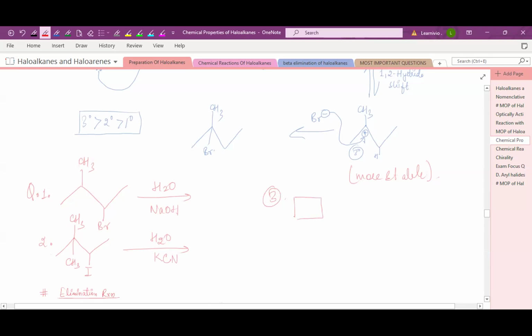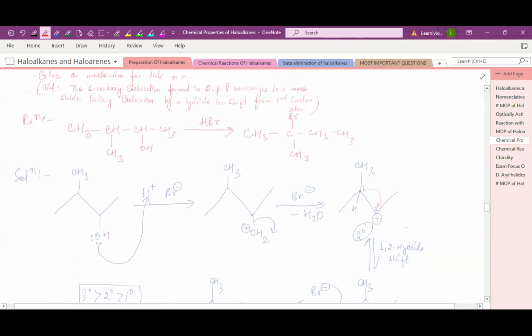This is a cyclic structure, cyclobutane, and here is a substitution. And what is the reagent? Water plus KOH, potassium hydroxide. So these three questions are in the homework. Just try it, just think about what the mechanism should be. It is based on the previous one.